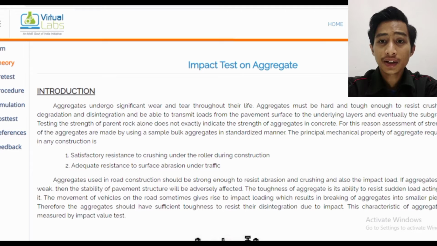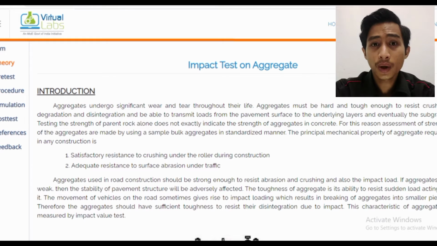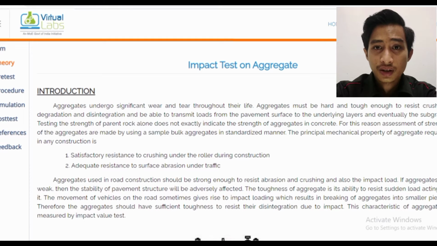The principal mechanical property of aggregate required in any construction is: 1. Satisfactory resistance to crushing under the roller during construction. 2. Adequate resistance to surface abrasion under traffic. Aggregate used in road construction should be strong enough to resist abrasion and crushing and also the impact load. If aggregate are weak, then the stability of pavement structure will be adversely affected.